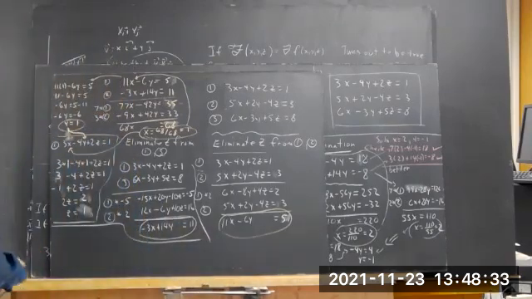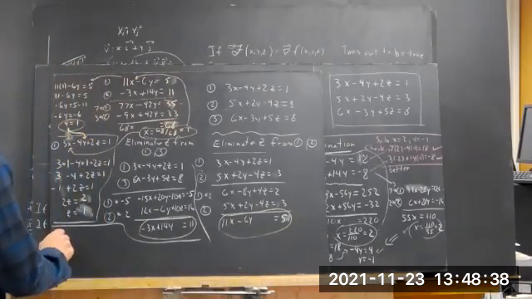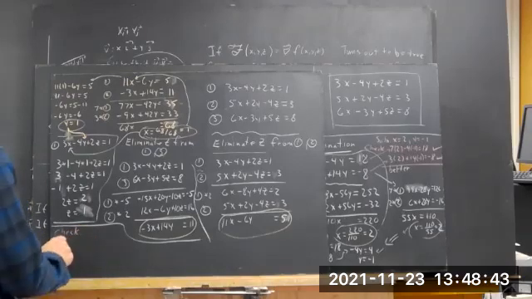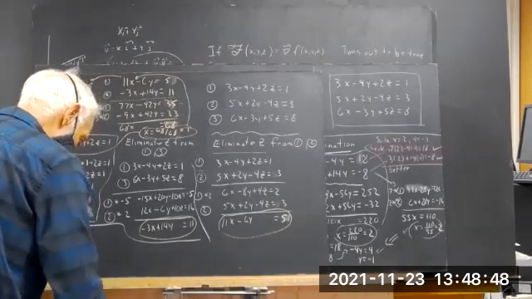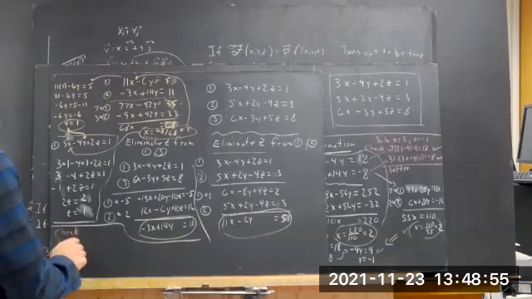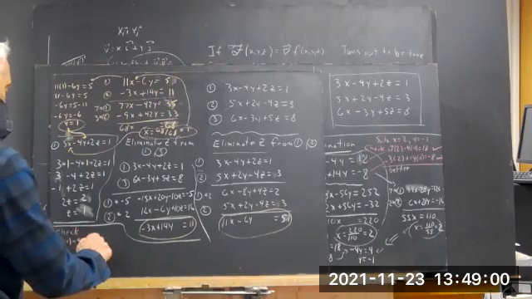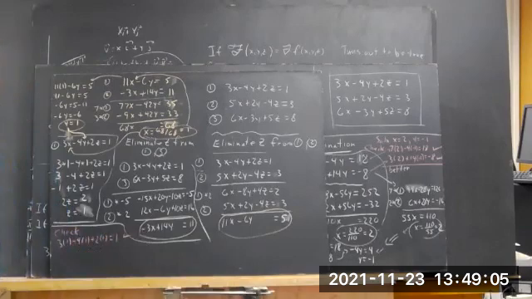And then we check. Equation 1. 3 times 1 minus 4 times 1 plus 2 times 1 equals 1. And that's going to check out. 3 minus 4 plus 2 is 1.